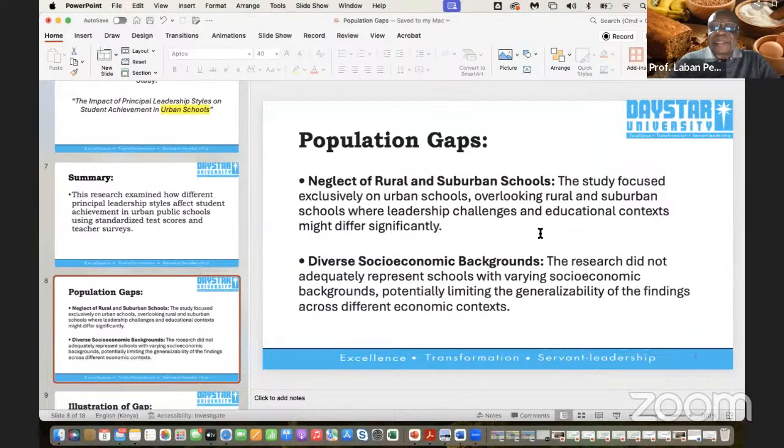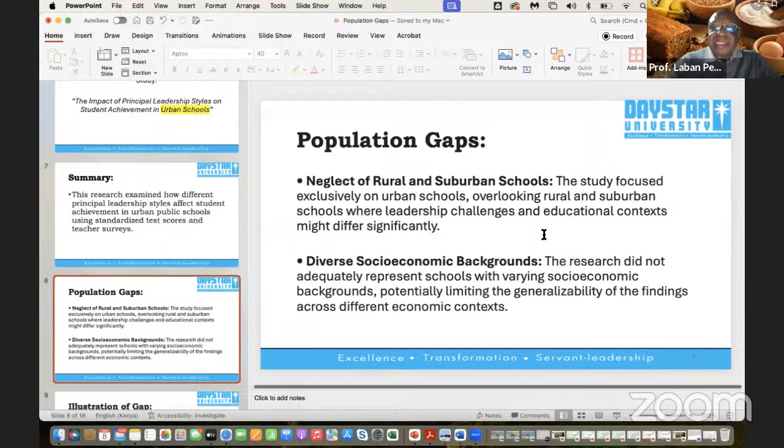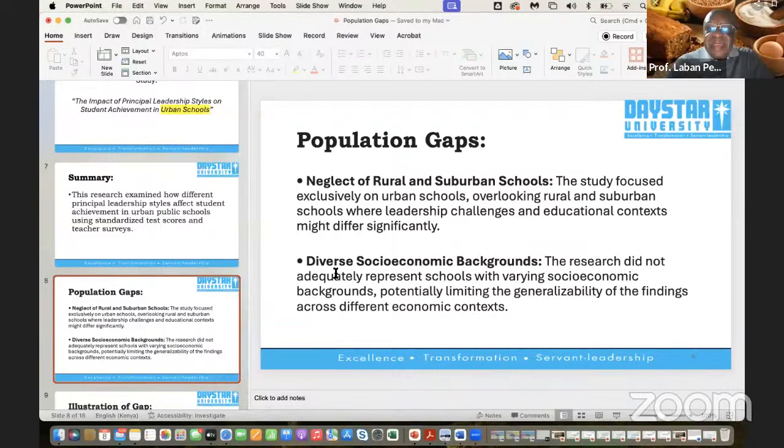What are the population gaps? Neglect of rural and suburban schools. The study focused exclusively on urban schools, overlooking rural and suburban schools where leadership challenges and educational context may differ significantly. And then diverse socioeconomic backgrounds. The research did not adequately represent schools with varying socioeconomic backgrounds, potentially limiting the generalizability of the findings across different economic contexts. This is a population gap.